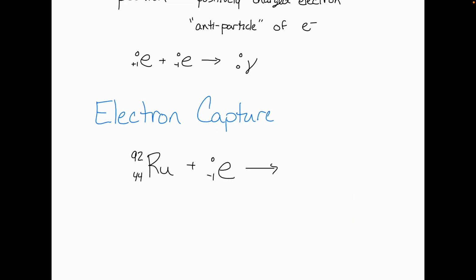My mass number has to stay the same, 92. My atomic number goes down to 43. If I look on my periodic table, element 43 is technetium, Tc. In nuclear chemistry, we talk about all of these elements that sound really funny because we've never talked about them up until this point, because they're really big and ill-behaved.